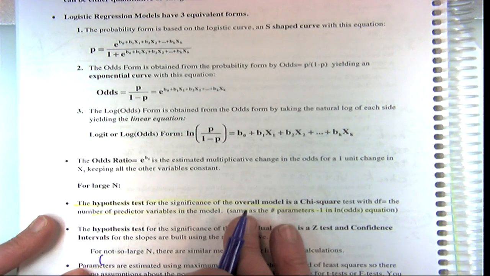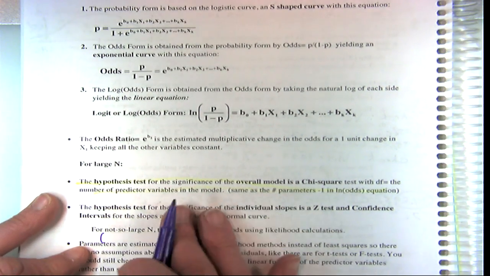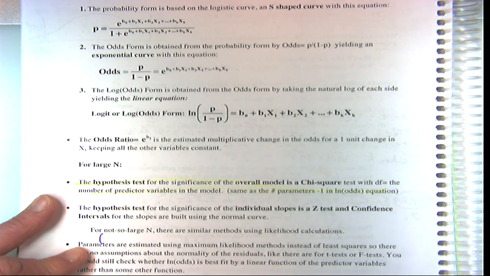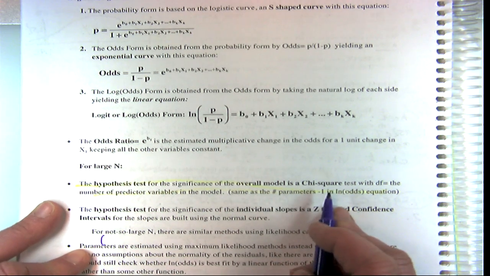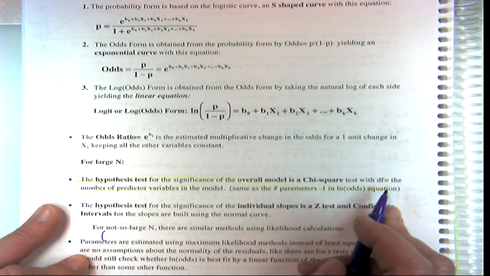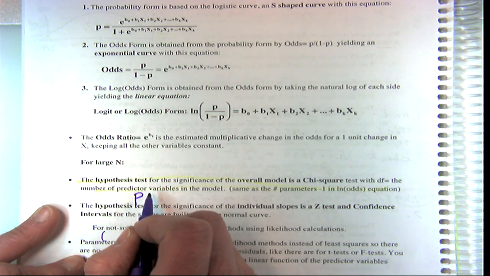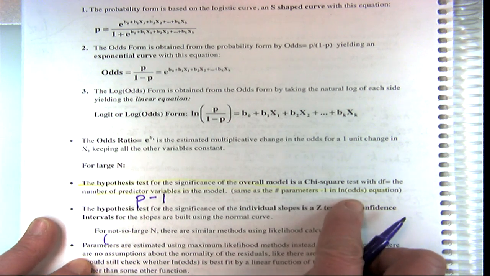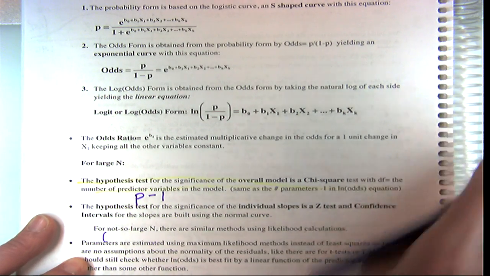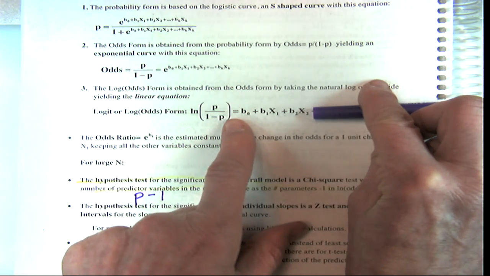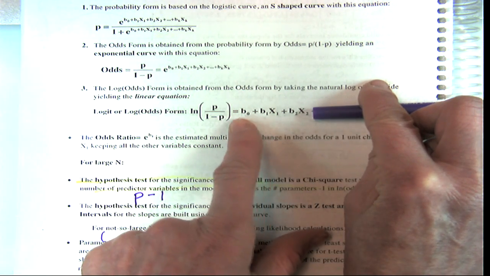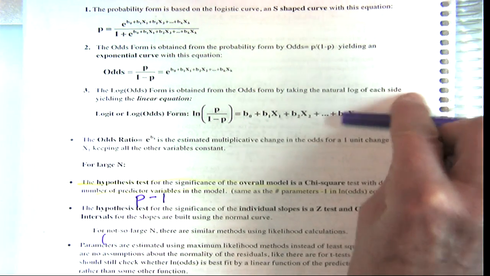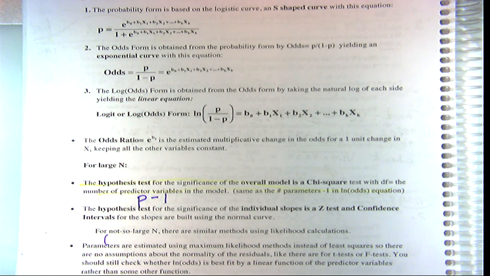Now for large N, we said that the hypothesis test, the significance test for the overall model, for the collective effect of all the x's, is a chi-square test. And the degrees of freedom is equal to the number of parameters, the number of betas in the model, minus 1. Okay? Number of parameters minus 1 in the log odds equation. So, for example, if it had 2 predictor variables, it would be 1, 2, 3 minus 1, 2. It's the number of x's in the model. All right? And that's the same as before.